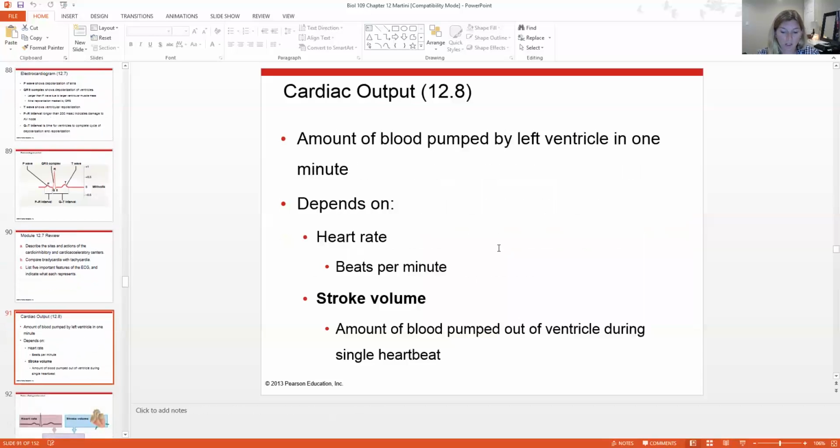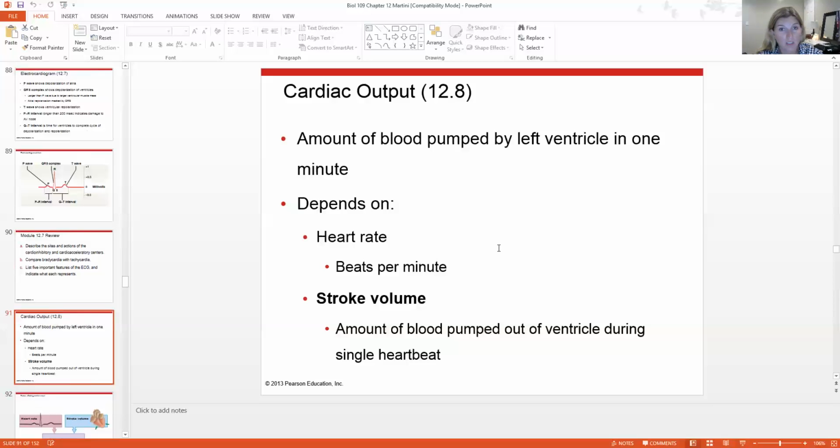So let's talk about cardiac output. This is probably one of the most complex topics of the entire chapter. You're probably like, whoa, really? I thought it was already hard. Yeah, this part, it can be straightforward, but you also just have to think logically about it. It's very logical. So the amount of blood pumped by the left ventricle in 1 minute is called the cardiac output.